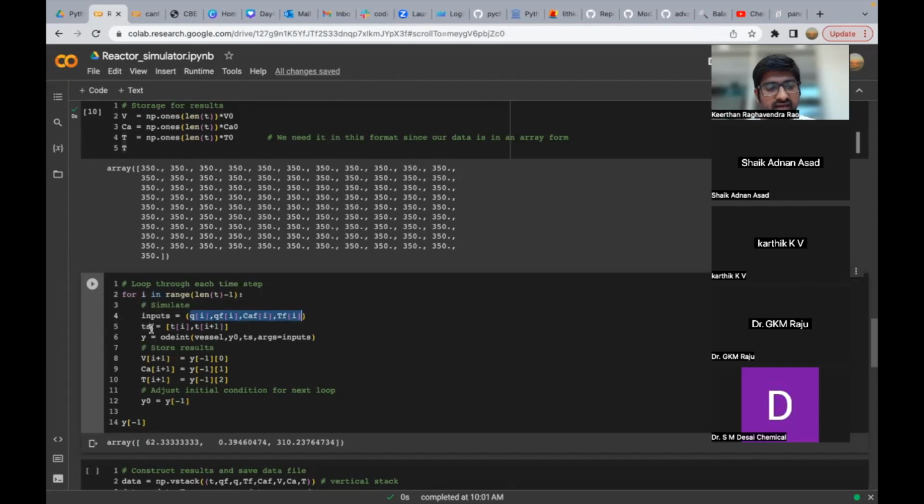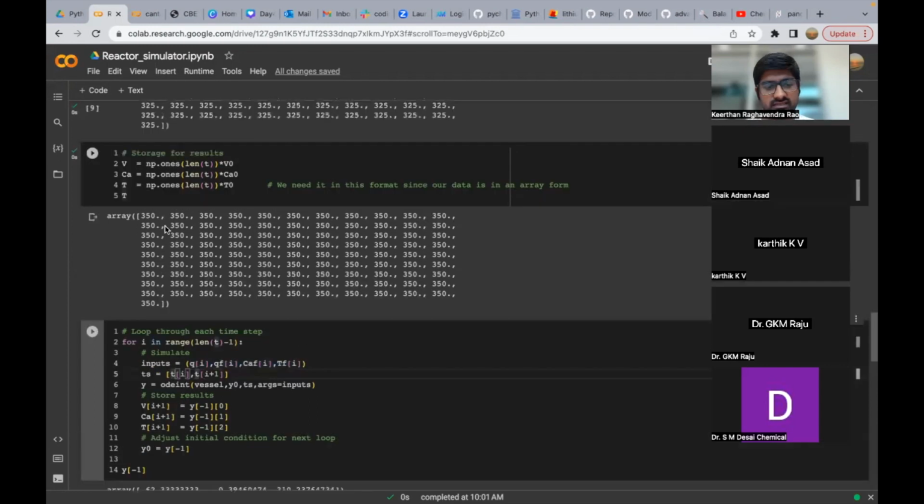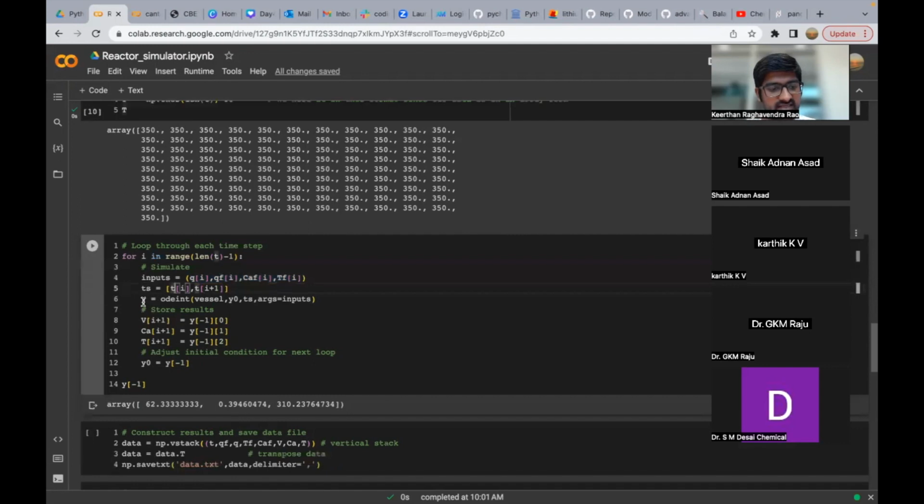Then we have a time step here. TS is for time step. We are going from time i to time i plus 1. So it's like going from 0 to 1, or 0 to the next time instant. So that's what the time step is. And then Y is where we store our results, results as in results from the ODE solver.